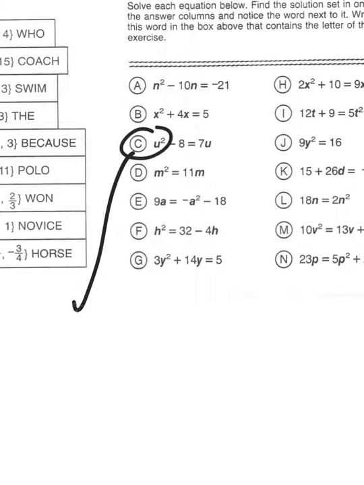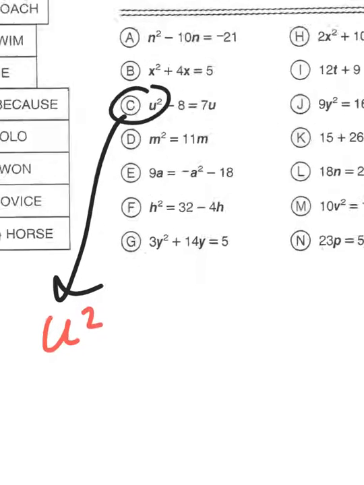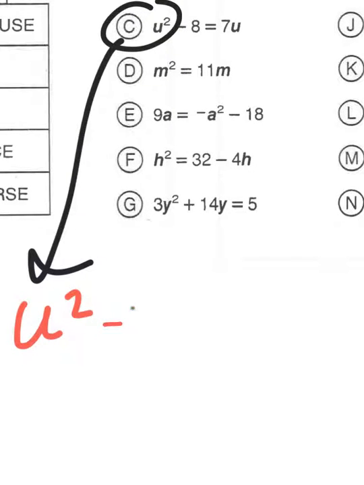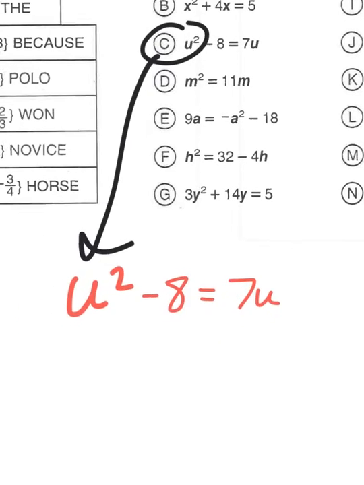I'm going to work down here just because I got a little more space. Change colors, and I'll even write the problem here again. So this first one looks to be u squared minus 8 equals 7u.